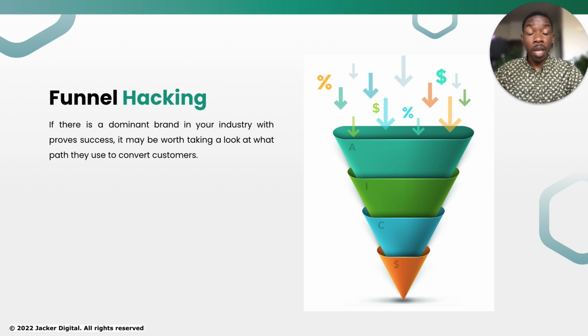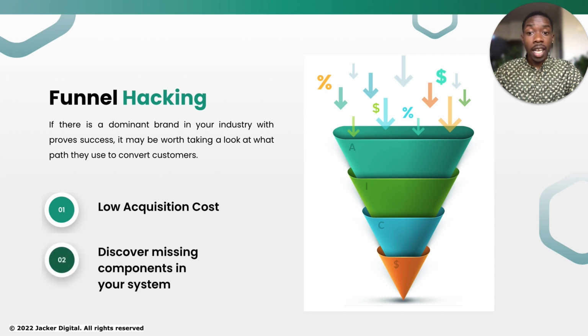And so you want to mimic a strategy that is proven to work on your persona that you guys share together. This can help you lower your acquisition costs because you're doing something that's already proven to work, and it can help you discover missing components in your system. If you find that one of your competitors has a component inside of the customer journey that you don't have, it may be the thing that's needed in order to take your leads to really high quality, converting people.